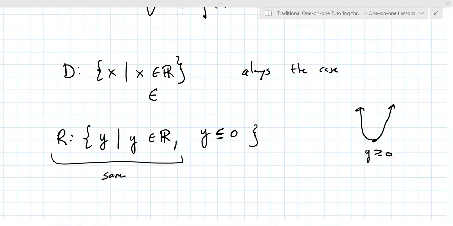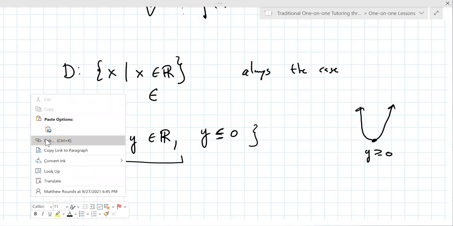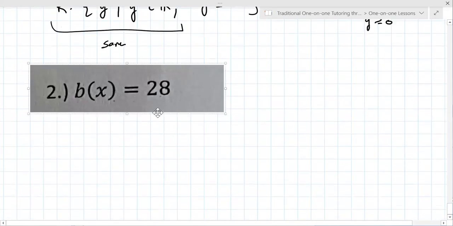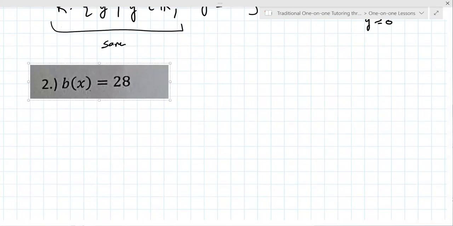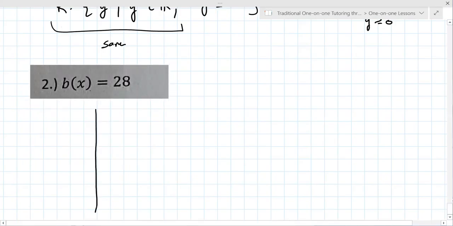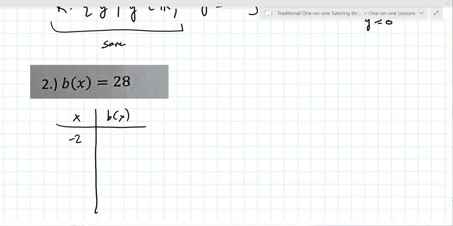All right, so let's look at number two, because it's a little bit odd. So y equals 28. So we're going to do the same thing as we did before. Before we talk about what this is, let's just make a table. Minus two, minus one, zero, one, and two.